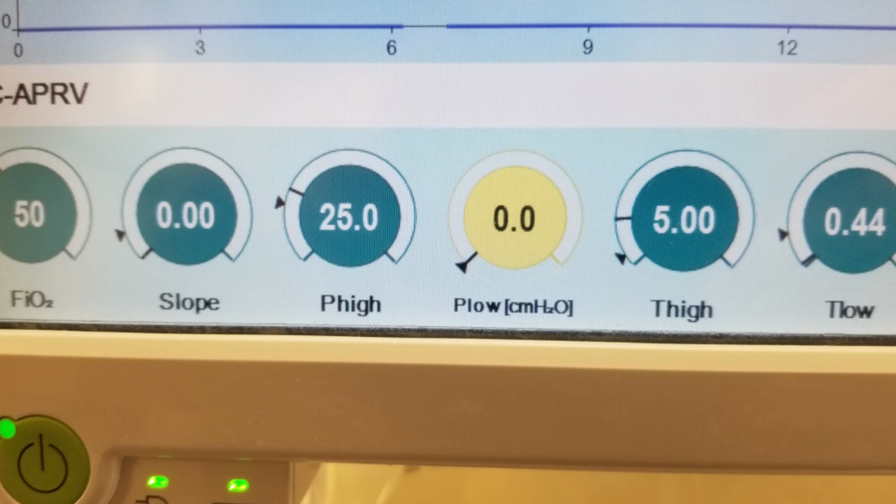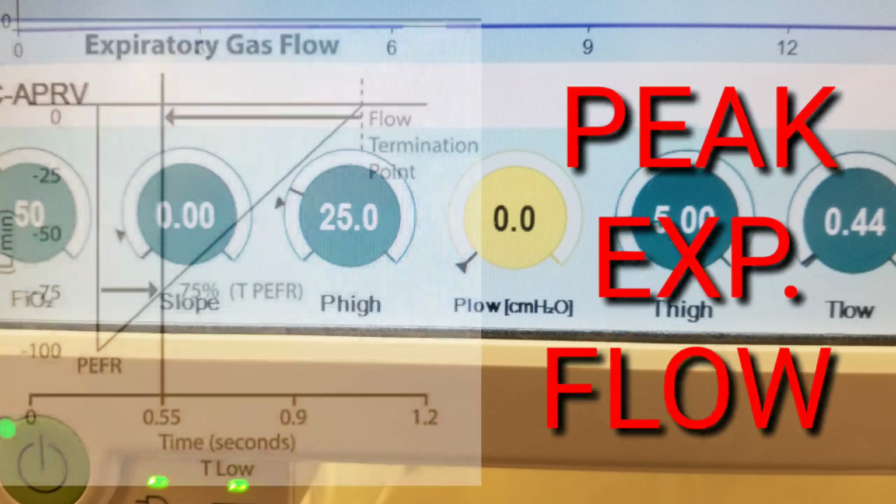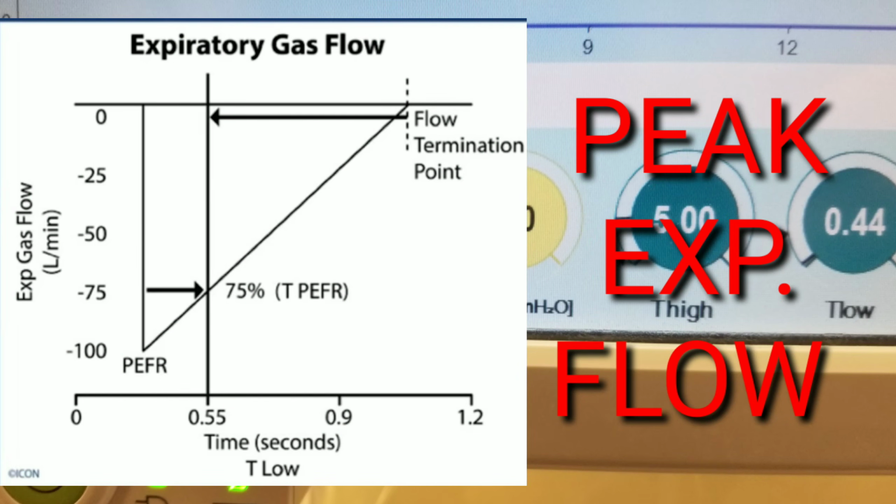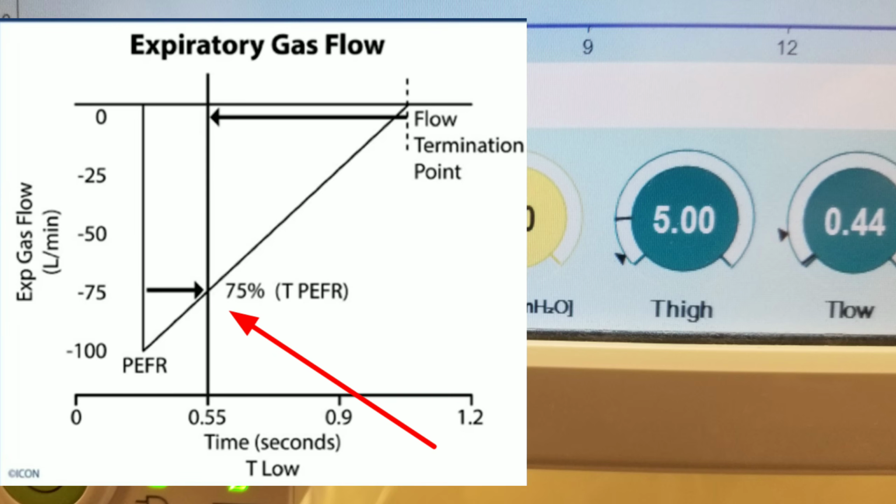So when we go back to the P low setting, it seems like common sense that we would probably set that somewhere around 5, or at least 3. The T low is set at 0.44 seconds, and we base that on the patient's peak inspiratory flow. We did the calculation. That's why we set it. And this 0.44 seconds is supposed to trap the gas. So it's supposed to cut off at 75% of the peak expiratory flow rate, right? Remember that we did that calculation.